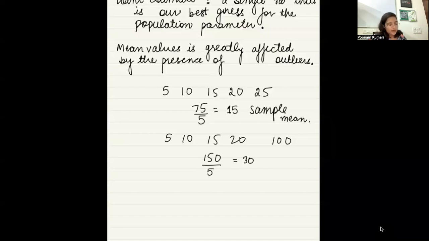So what has happened? When I had one extreme value, it shifted my sample mean by a very large amount. So this tells us that whenever there are outliers, meaning very extreme values, extremely high or extremely low, whatever those values are, they are called outliers. So the data which is not typically seen, very high values, very low values, they are called outliers. So whenever there are outliers, my mean value is very much affected by it, right?